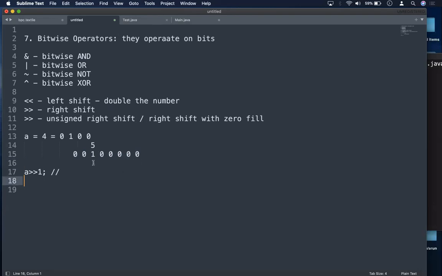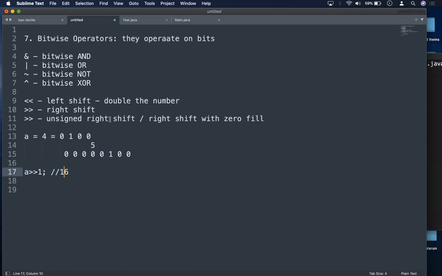When you right shift, you are shifting to the right, so this bit will get affected. This goes off, and when it goes off, 0 will get added over here. Now 2 power 5 has become 2 power 4, so 32 has become 16. If you right shift one more time, this will become 8, then it will become 4.